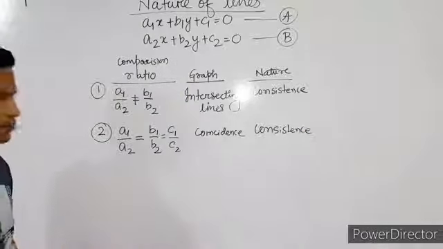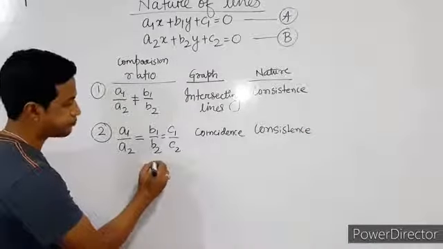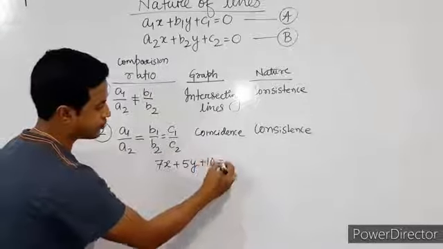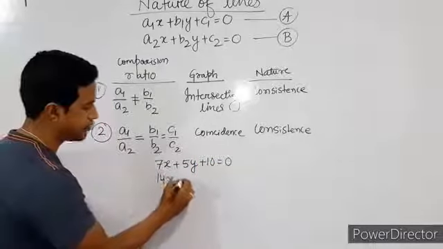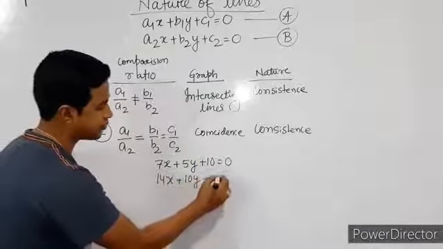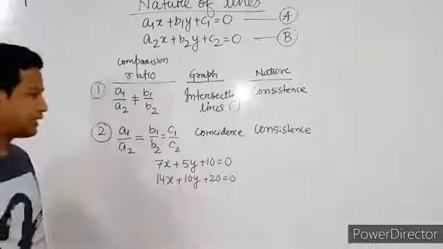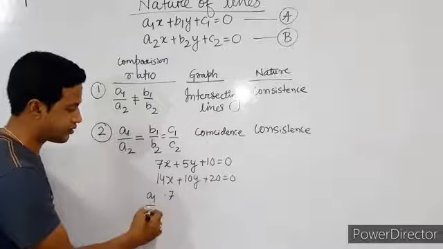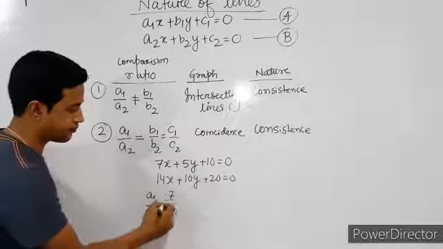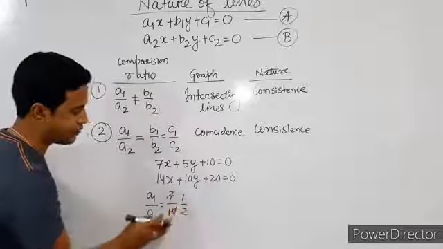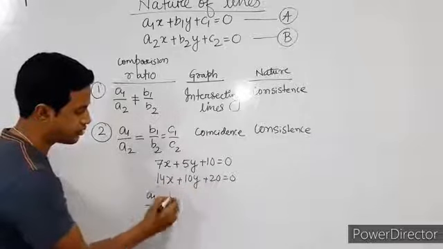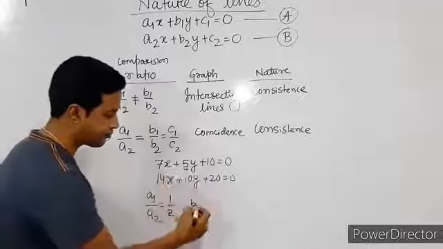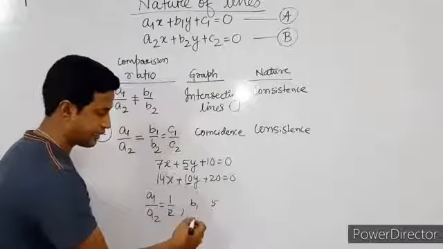How? Let us find an example. For example, I have 7x + 5y + 10 = 0 and 14x + 10y + 20 = 0. Here a1 is 7 and a2 is 14. After solving, I get 1/2, so the answer is 1/2. Now let's go to b1/b2. Here b1 is 5 and b2 is 10.